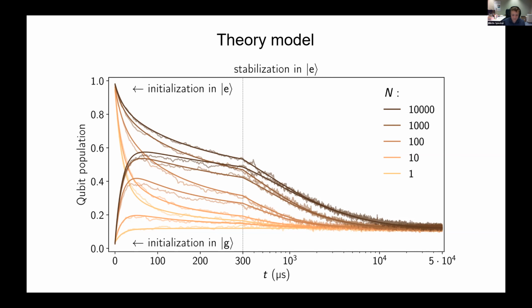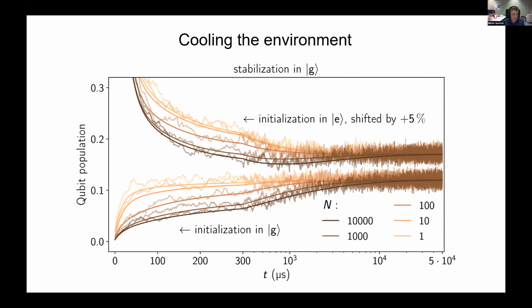And again, there's a control experiment that we can do, which is to stabilize the qubit in the ground state. When we keep the qubit in the ground state, we should extract the energy from the environment, and we should find it in a colder state. And this is indeed possible. Here, when the qubit starts in the ground state, it stays longer in the ground state and then slowly warms up. And also if you start from the excited state, the qubit rapidly cools down, overshoots here at 1 millisecond, and then slowly warms up.